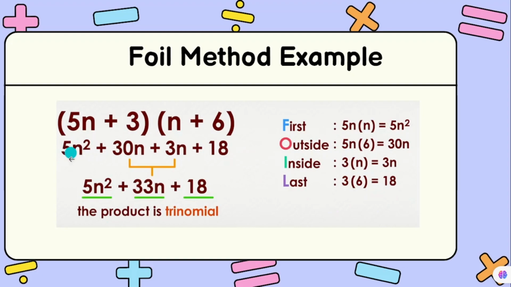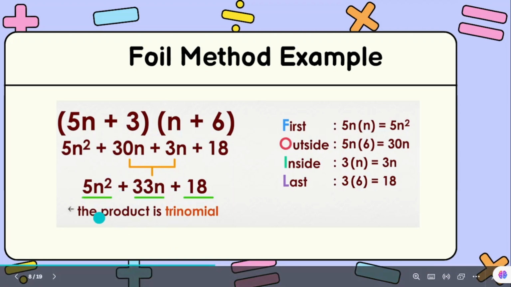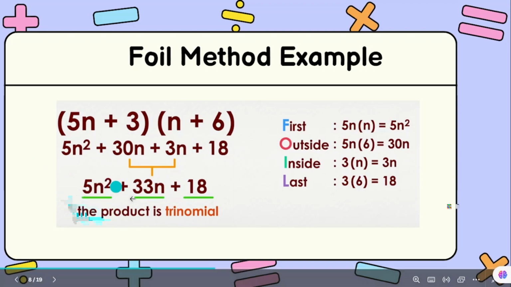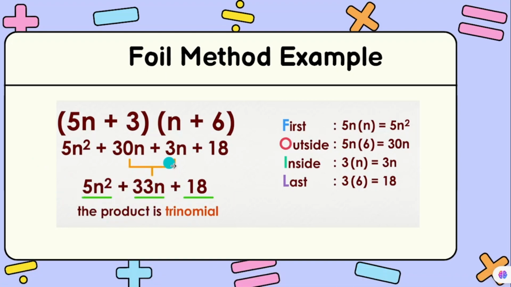For now, we have 5n squared plus 30n plus 3n plus 18. Now we combine the like terms. So it's going to be 30n and 3n, which of course the sum is 33n. So the product is a trinomial, and the answer is 5n squared plus 33n plus 18.